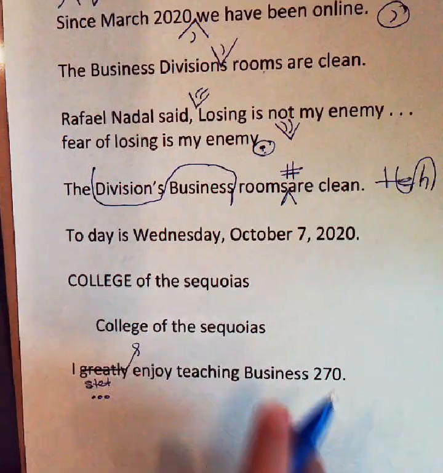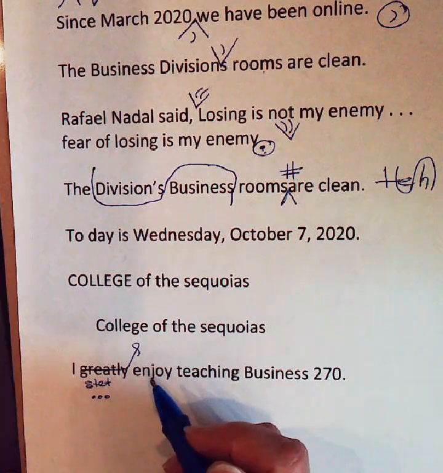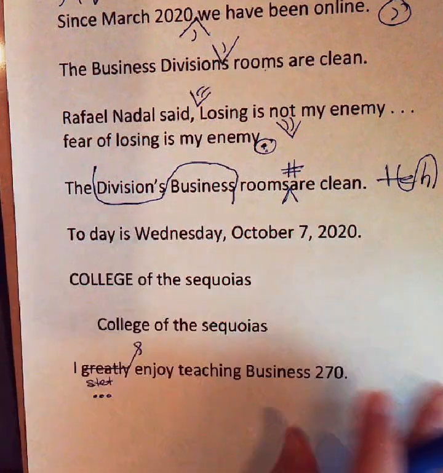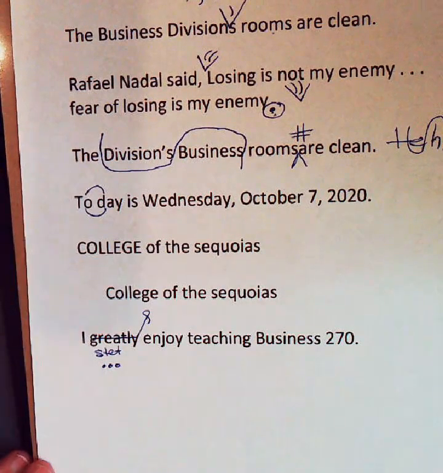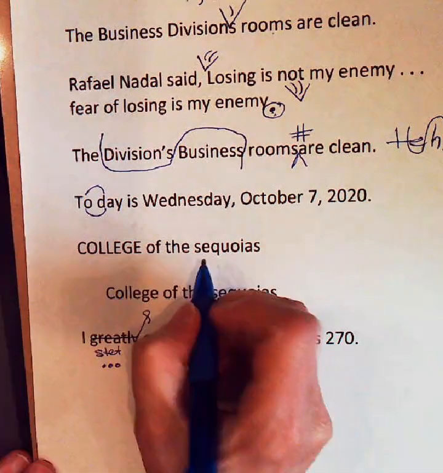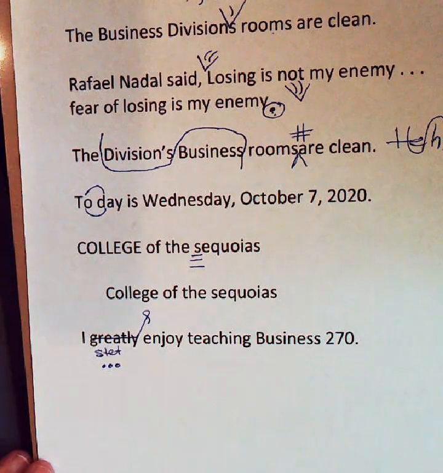Okay, today is Wednesday, October 7th, 2020. Now I have too much space. This should be one word. So we need to close up that space. There's too much space. College of the Sequoias. We need a capital Sequoias. 3 lines means to capital. And we need to lowercase all but the C on college.